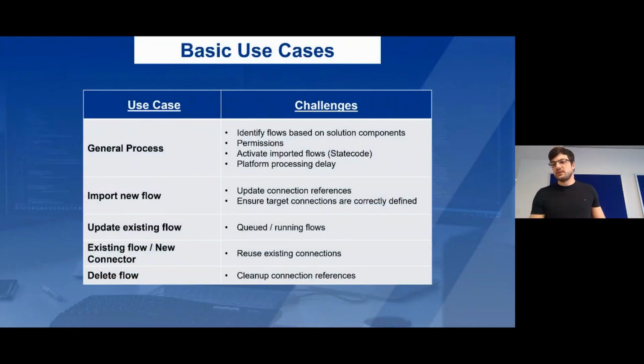Okay, so let's take a look at a few use cases. The general approach for all use cases is always: identify the flows based on solution components. What does that mean? I assume you're using the managed approach. If you go for unmanaged, it's more complicated, but let's go for managed here. Then you have your production system or your UAT system, whatever. If you activate all flows, it will result in a mess. So always try to identify the flows based on your solution components.